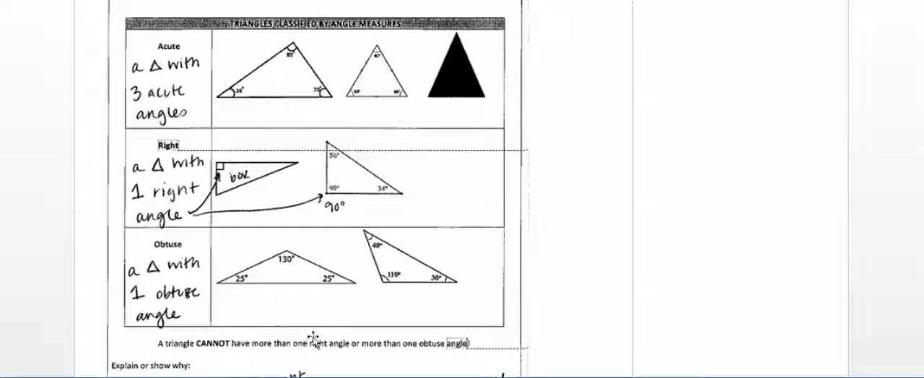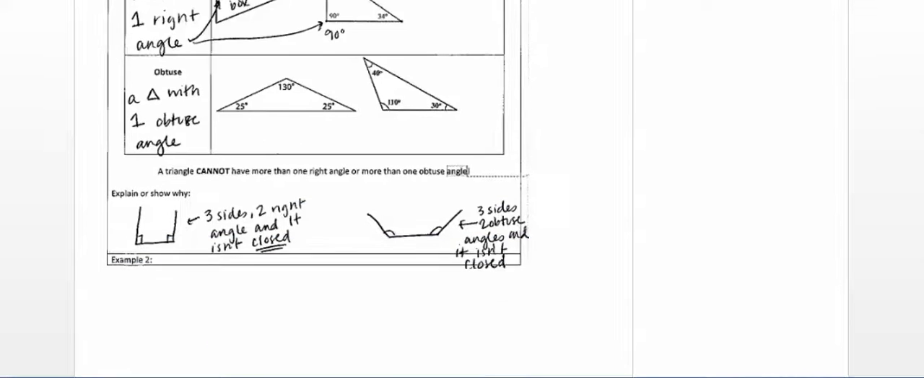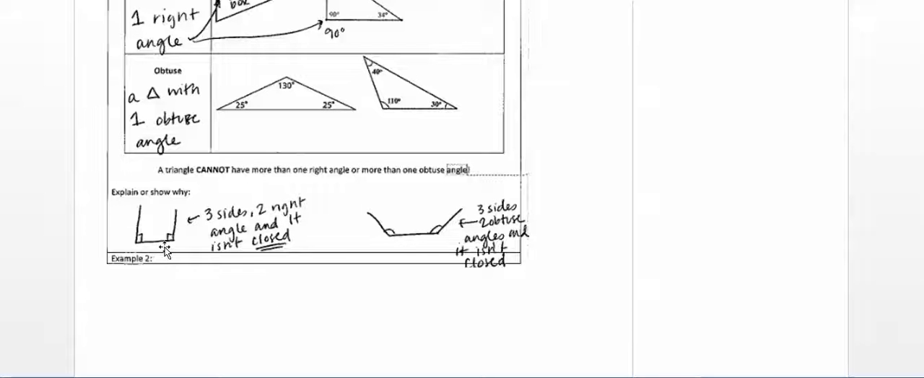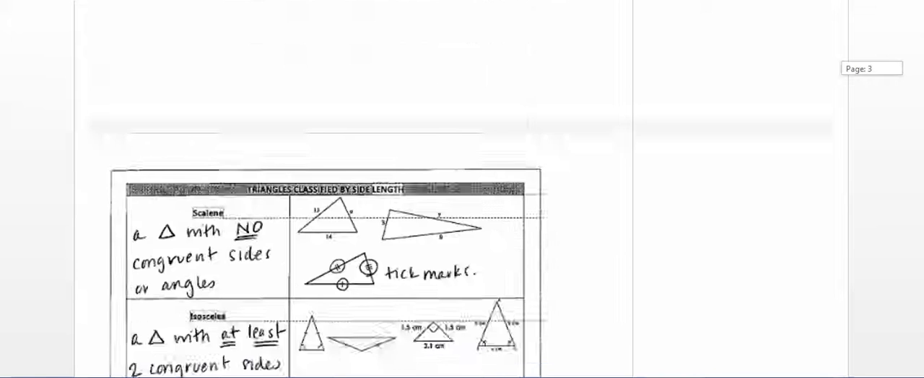A triangle cannot have more than 1 right angle or more than 1 obtuse angle, and this is why. If we had a figure that has 3 sides and 2 right angles, then it wouldn't be able to be closed, meaning that it can't be a polygon. Same thing with an obtuse. If we had more than 1 obtuse angle and 3 sides only, we can't close this figure, so it can't be a polygon.